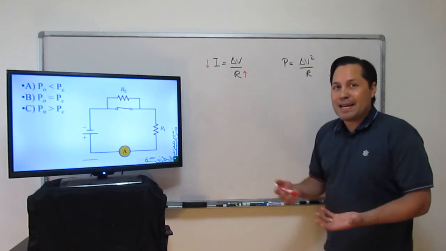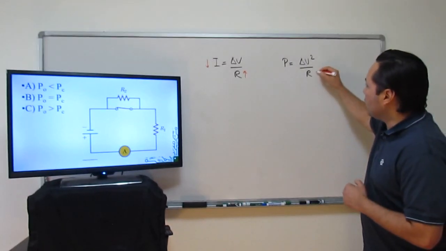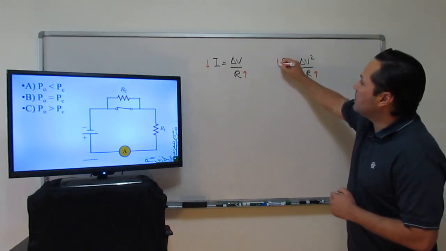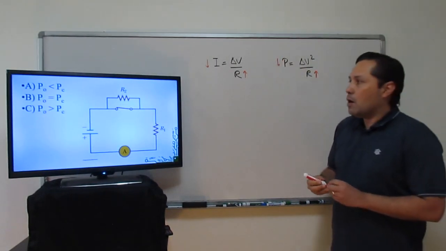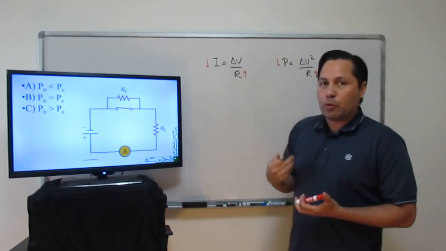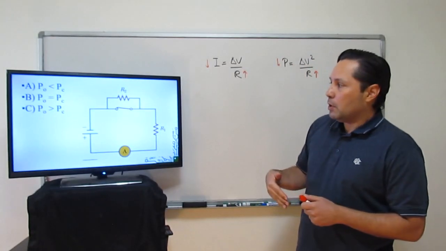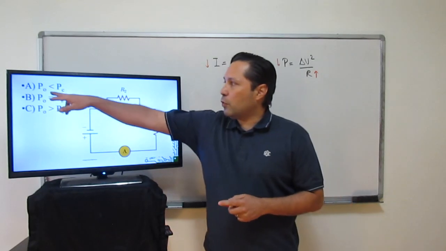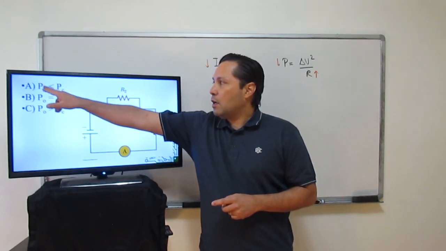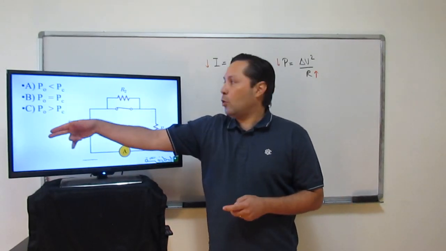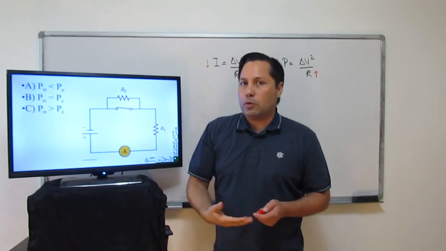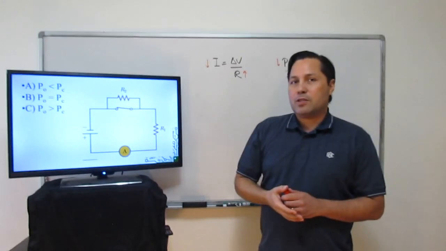So that increases the resistance. If we increase the resistance, that will decrease the power. They are inversely proportional, so higher resistance equals less power. So less power when it's open, and therefore the solution for this one will be A. P_O, the power when it's open, is less than the power when it's closed. That is the answer for this problem.